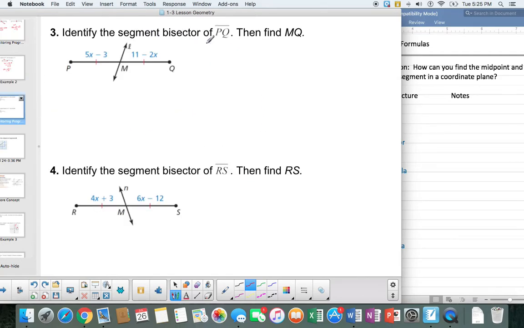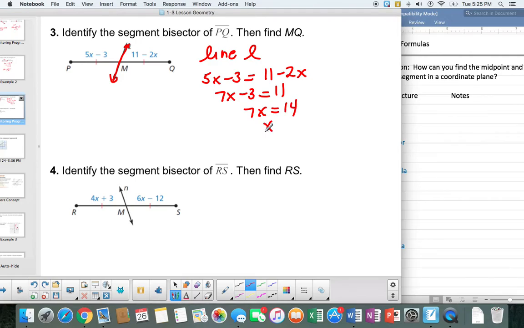Identify the segment bisector for PQ. This is the segment bisector. So the answer to the question is it's line L. Now we'd like to find MQ, which means I'm going to set the two lengths equal to each other. Solve for x, and x is equal to 2.